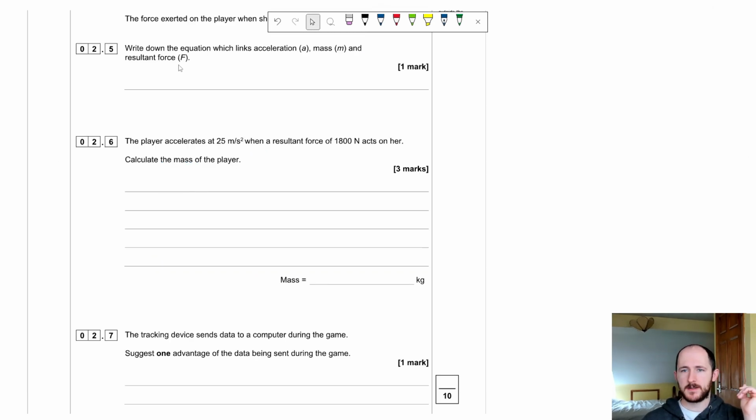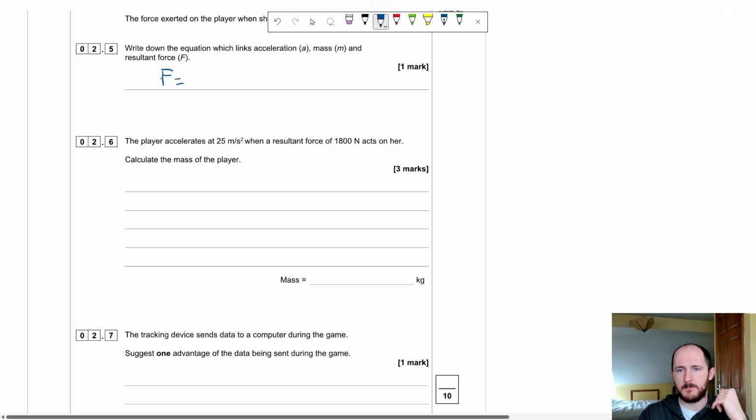For the next 3 parts, we have, again, a very stereotypical calculation question where they first say, hey, what's the equation? Then you're going to use the same equation. This is a very, very common pattern. So the equation that links acceleration, mass, and resultant force, that is Newton's second law, absolute classic, absolute banger of an equation, F equals ma.